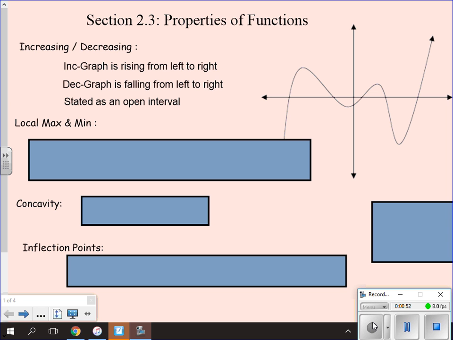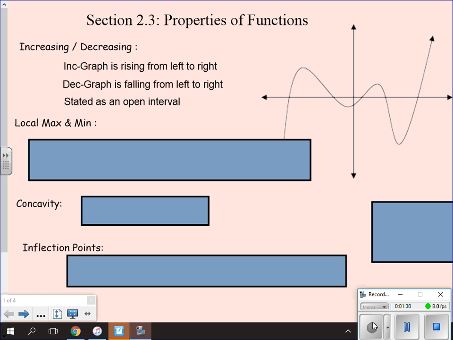When we're talking about where something is increasing or decreasing, we talk about an interval. From where to where is it going up? From where to where is it going down? That's the increasing and decreasing. Okay, and it's always stated as an interval. Where is a function increasing? When x equals 3, yeah, but a lot more other places than that. So it'd be like when x is between 2 and 5.